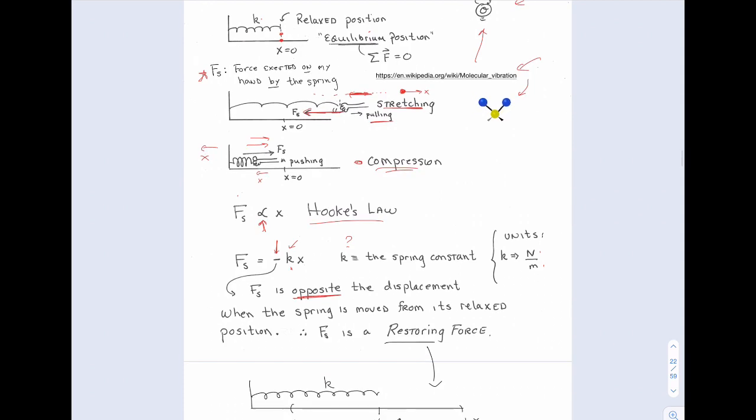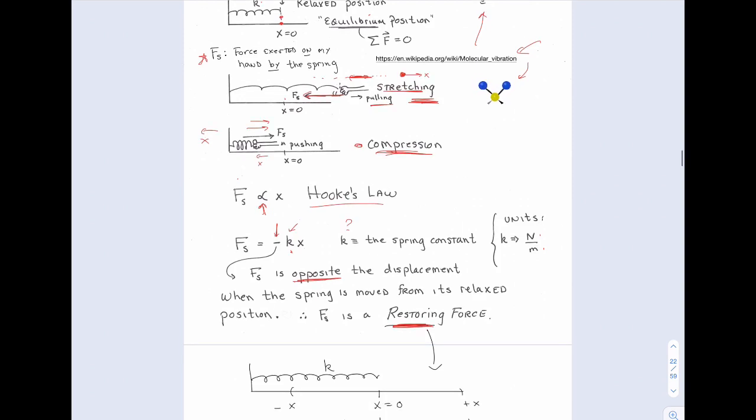The minus sign also indicates that it's a restoring force. If I stretch the spring by moving it to the right, the spring force wants to restore it back. For compression, if I move the spring to the left, the spring force is in a direction to restore it back. That's what it means to be a restoring force. It's okay to call this relationship Hooke's law. Some people say just this relationship is Hooke's law, but you can point at that and say that's Hooke's law. Basically, the spring force is proportional to the displacement, and the proportionality constant is the spring constant.